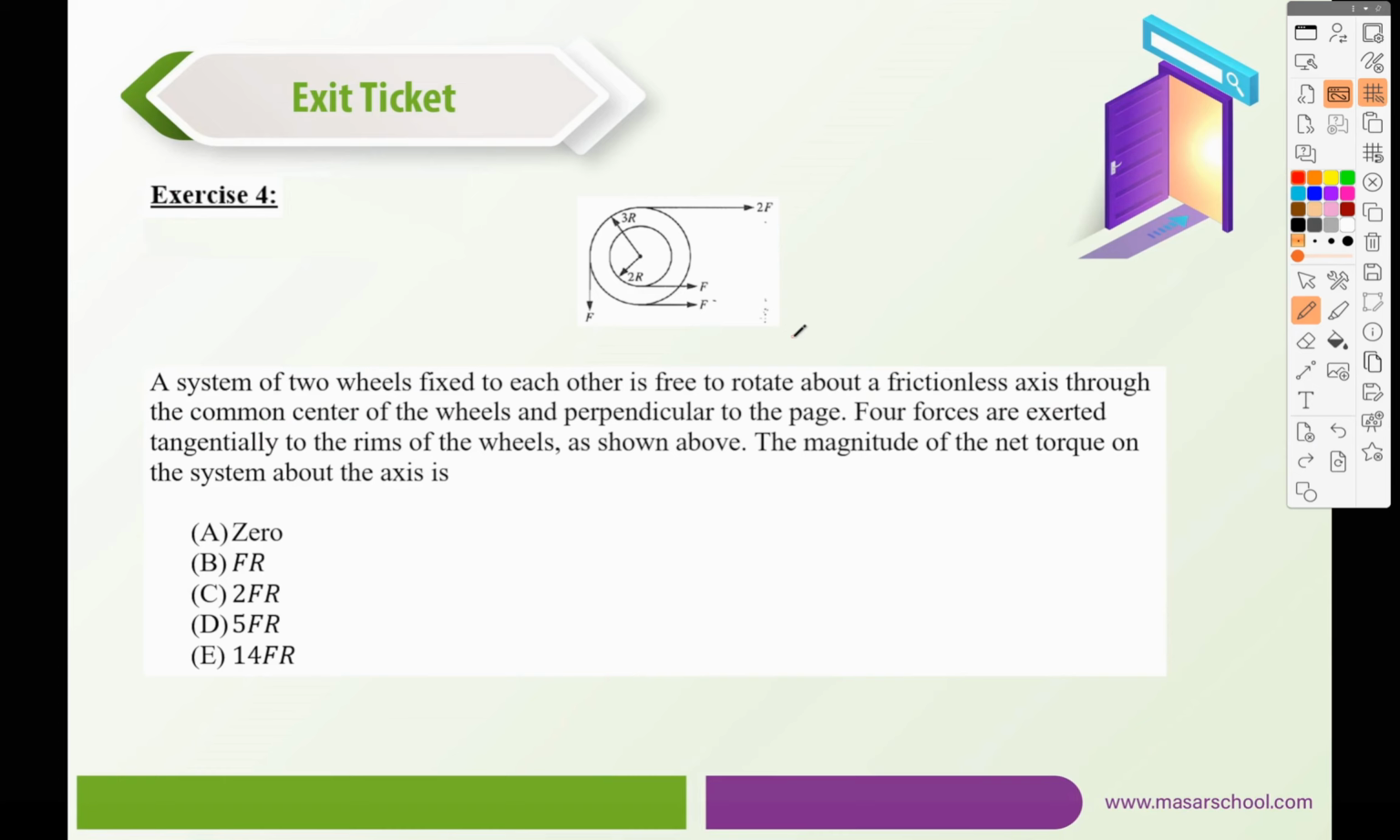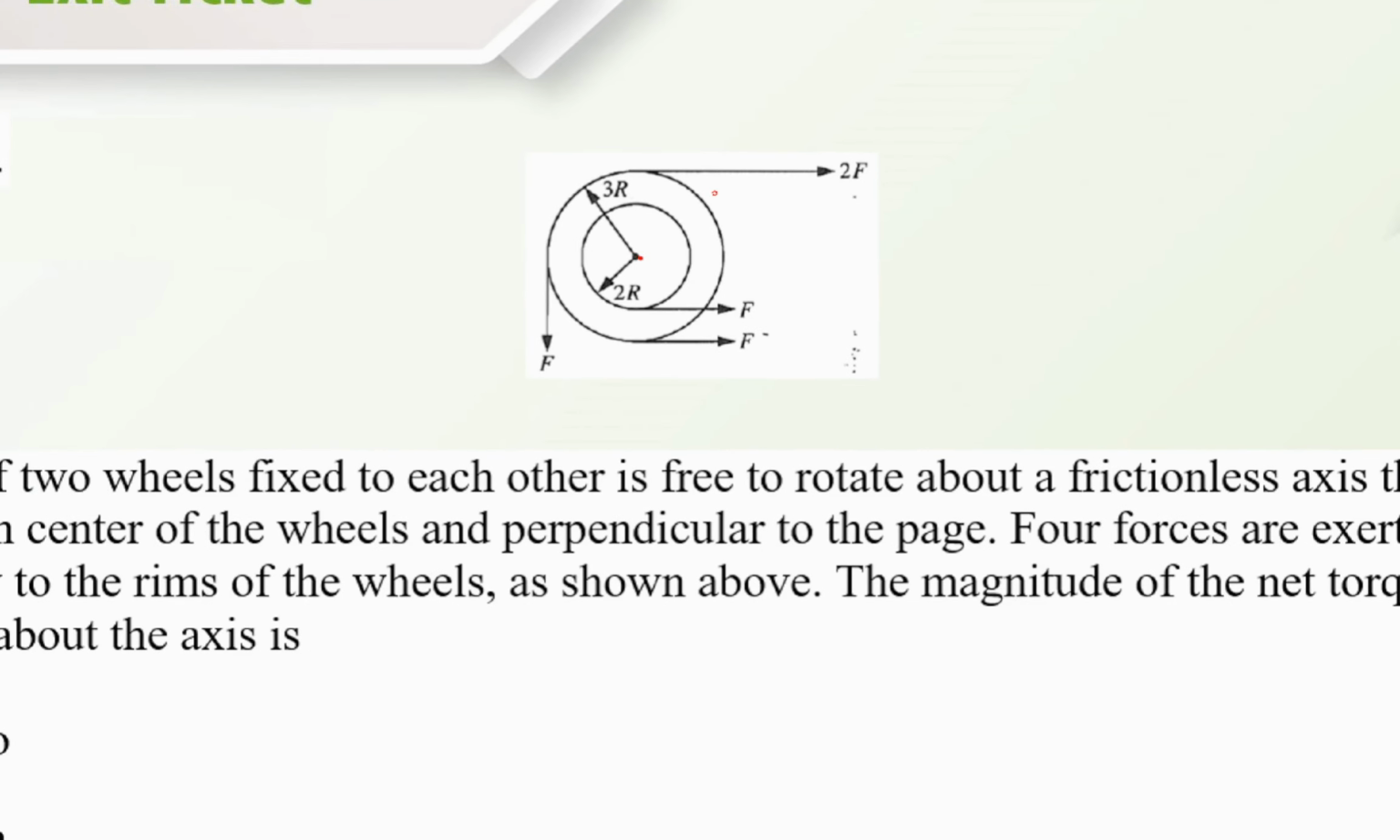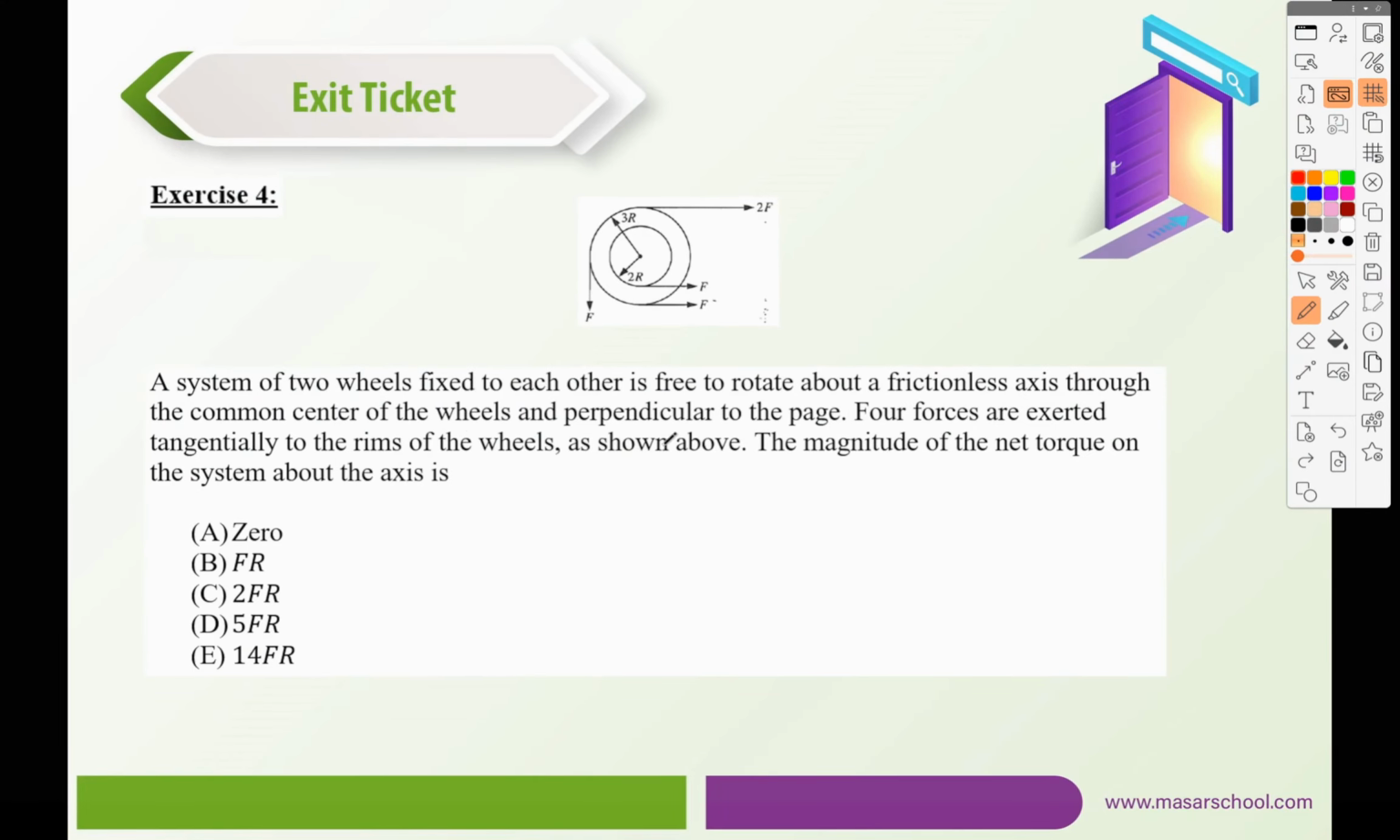And finally, exercise 4 as an exit ticket for today's video. A system of two wheels fixed to each other is free to rotate about a frictionless axis through the common center of the wheels and perpendicular to the page. Four forces are exerted tangentially. Tangentially means the torque would be just force times the distance. In this case, the distance from the pivot, which is the center of the disc, is the radius, to the rims of the wheels as shown above.